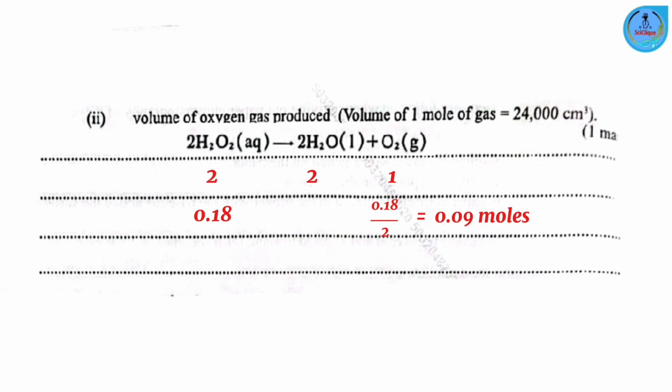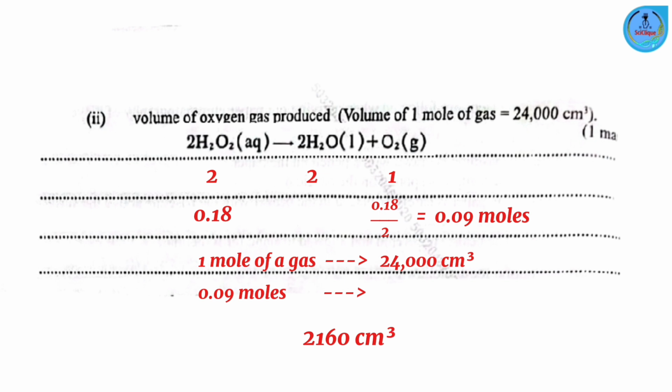Now we have the number of moles of oxygen. The only thing that we are left to do is simply refer to this information. 1 mole of a gas, any gas, occupies a volume of 24,000 cubic centimeters. What about 0.09 moles of oxygen? So we cross multiply, and we end up having the volume of oxygen as 2160 cubic centimeters.